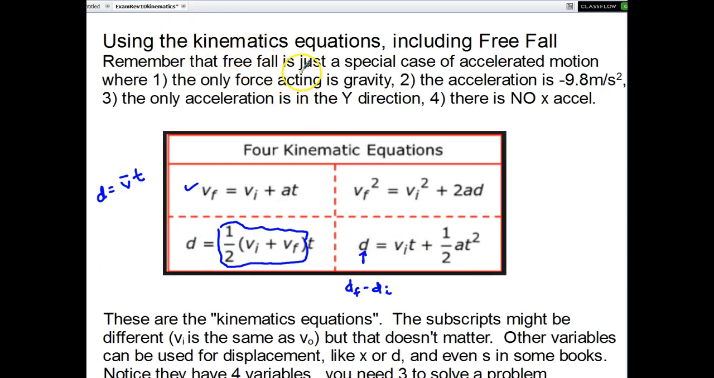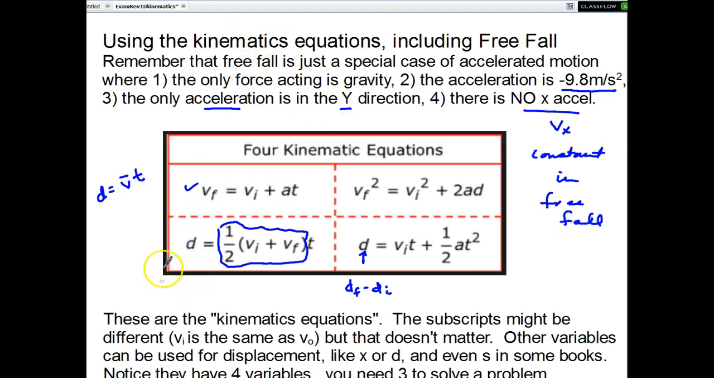We are not going to address free fall separately, really, from other kinematics problems in this review. Free fall is exactly like the other problems, except you already know the acceleration. Acceleration is not a variable in a free fall problem. The acceleration is negative 9.8 meters per second squared. In a free fall problem, the only acceleration is in the y direction. There is no x acceleration. So in a free fall problem, the x velocity is constant. But that's just in free fall.